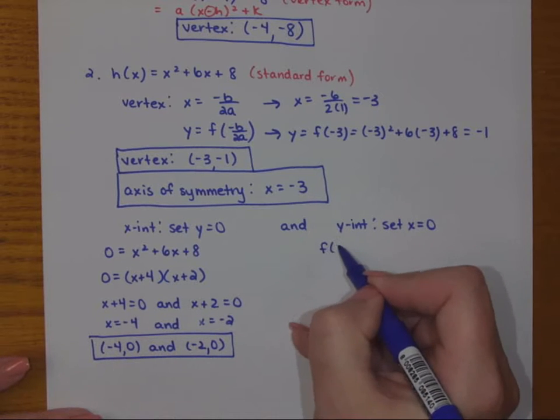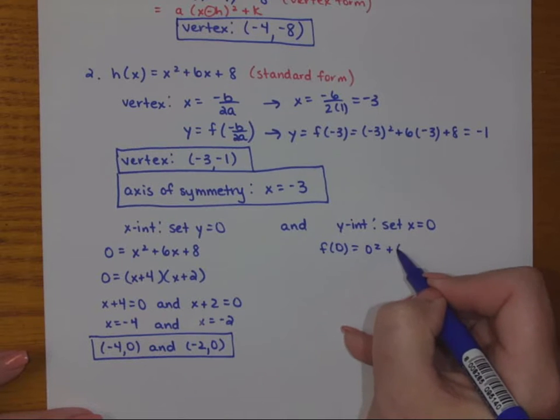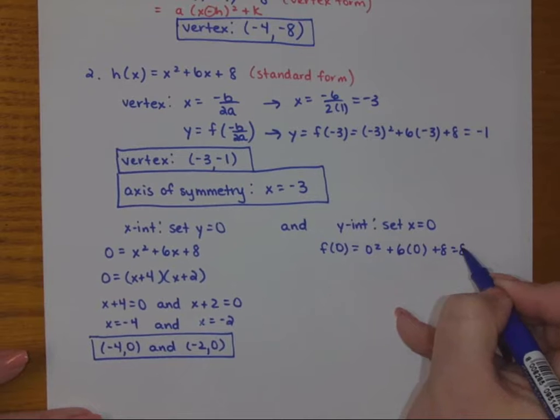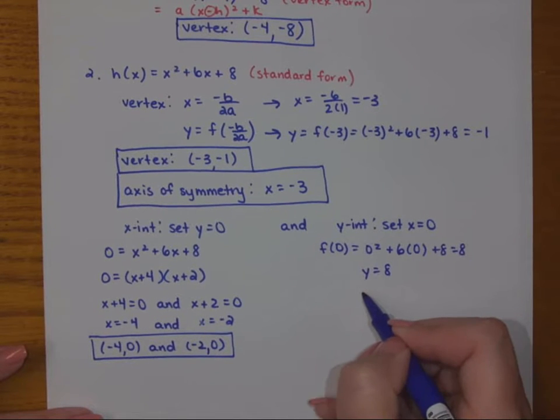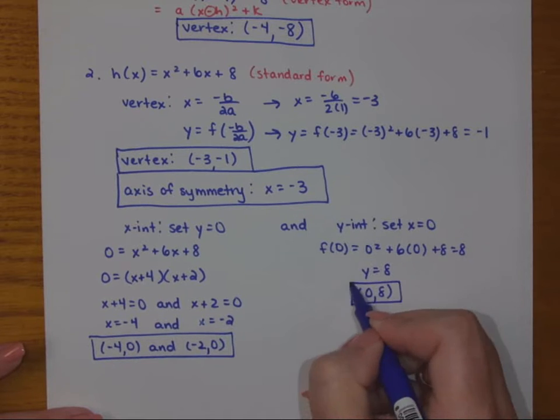For the y-intercept, it's often a little easier. I just need to plug in 0 for x. So I just need to find what's 0 squared plus 6 times 0 plus 8. And of course, it's 8. So you might see it as y equals 8, but more than likely I'm going to, again, want you to write it as a point. So we'll say, hey, it's the point 0 comma 8.